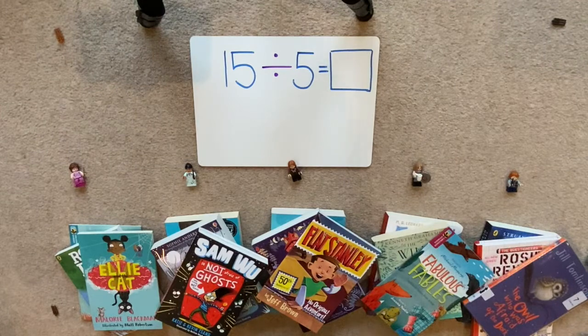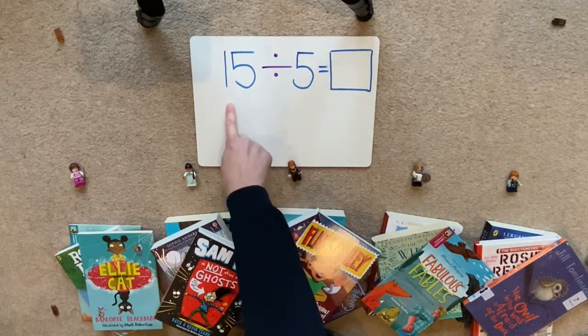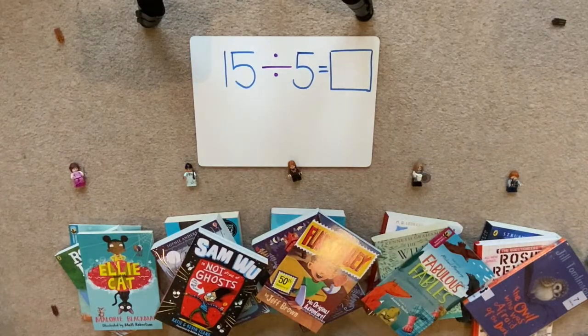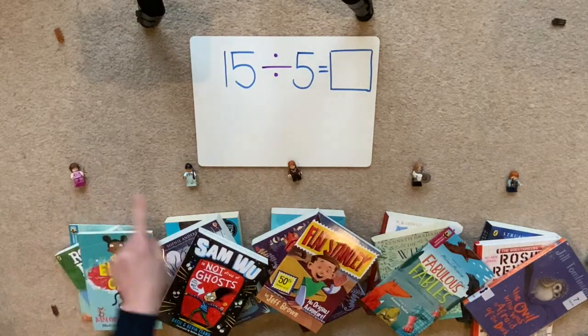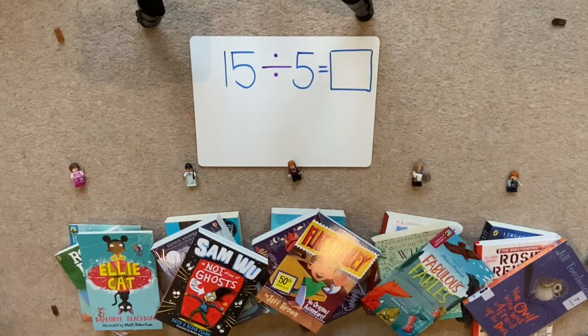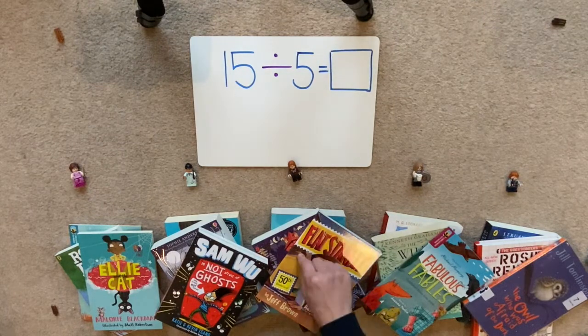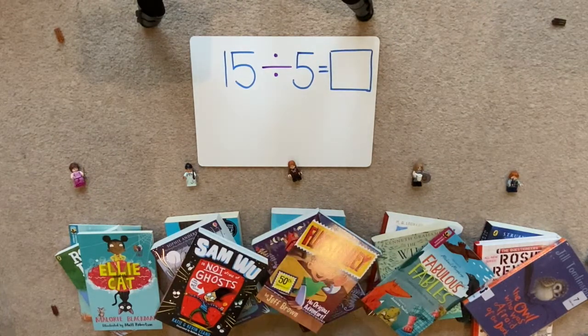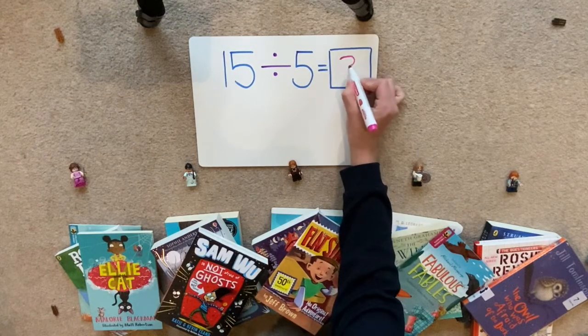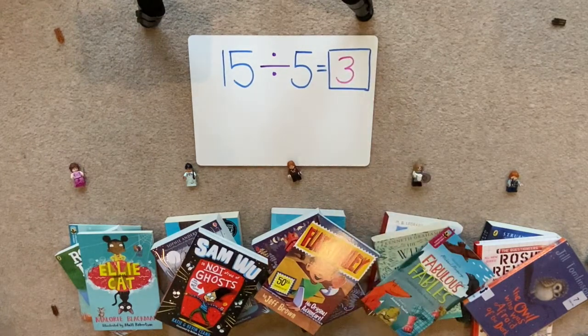And now they all have 3 books. So 15 shared between 5 people is the same as 15 divided by 5, which is 3. So our answer is 3.